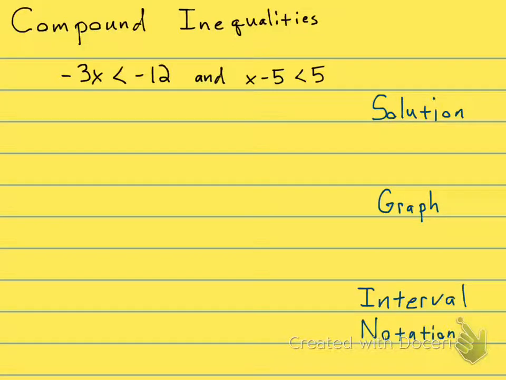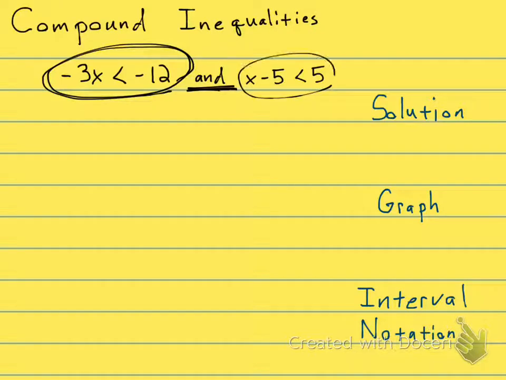All right, let's solve this compound inequality. We're going to give the solution, the graph, and the interval notation. It's very important to note that this is an AND. So we have two rules, and our answer has to be in this part and in this part. Okay, it has to follow both of those rules.